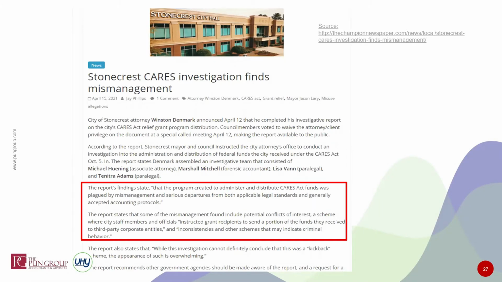The report findings state that the program created to administer and distribute the CARES Act funds was plagued by mismanagement and serious departures from applicable legal standards and GAAP, generally accepted accounting principles. The report states that some of the mismanagement found includes conflicts of interest, which I brought up on the prior screen, a scheme where city staff and officials instructed their grant recipients to send a portion of the funds they received to a third-party corporate entity. So there was collusion there and kickbacks and inconsistency and other schemes that may indicate criminal behavior. Though I'd like to think with the CARES Act we're not seeing these already, we are already starting to see them come through.